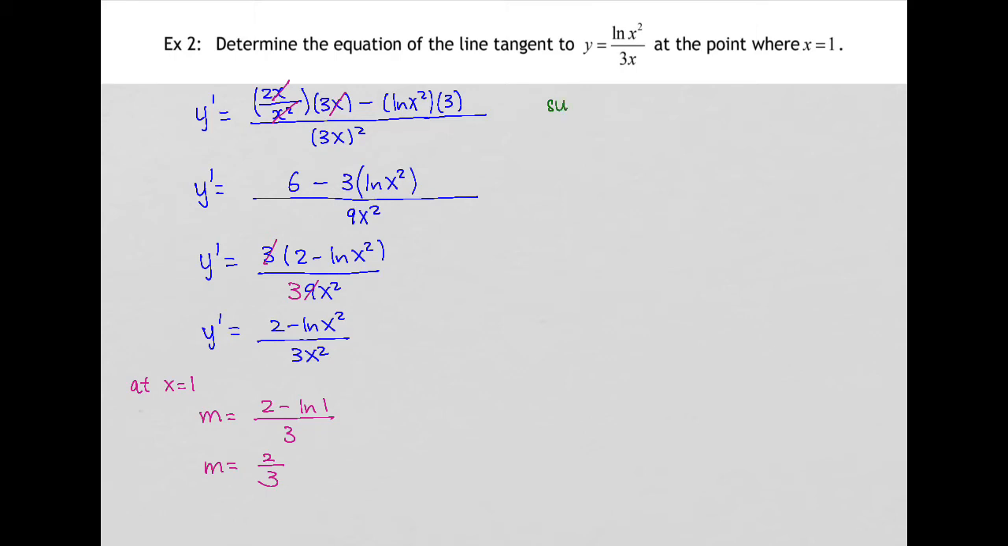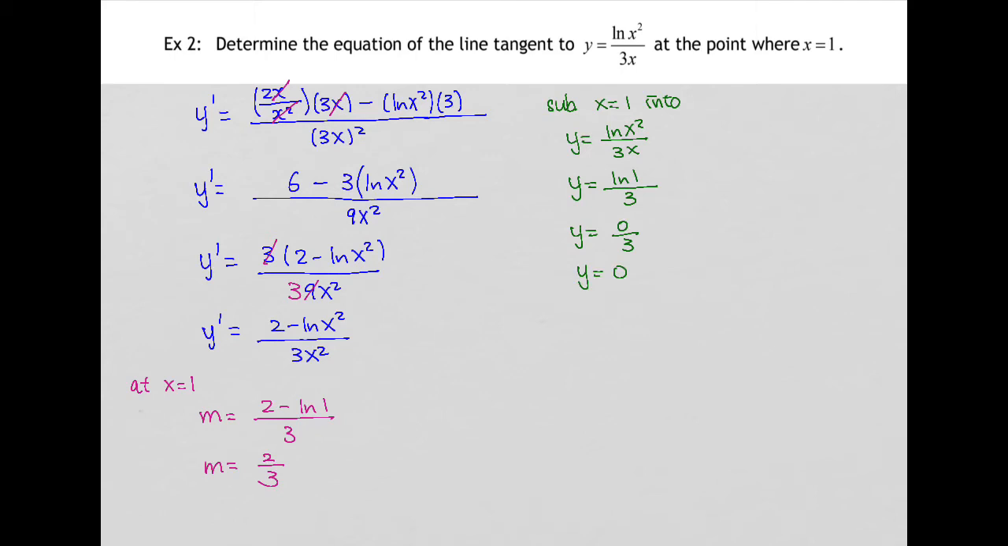So substitute x equals 1 into the function to find the y value. So that becomes y equals ln 1 squared, which is ln 1, over 3 times 1 will be 3. But ln 1 is 0, so 0 divided by 3 would be 0.